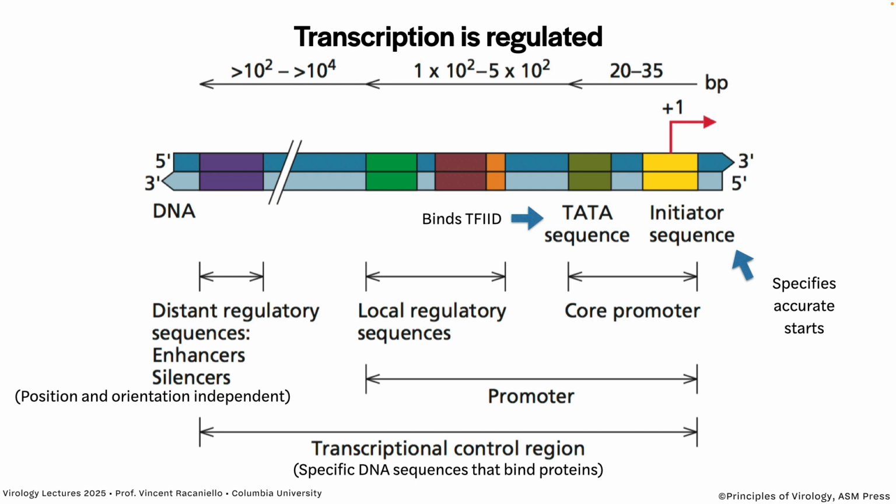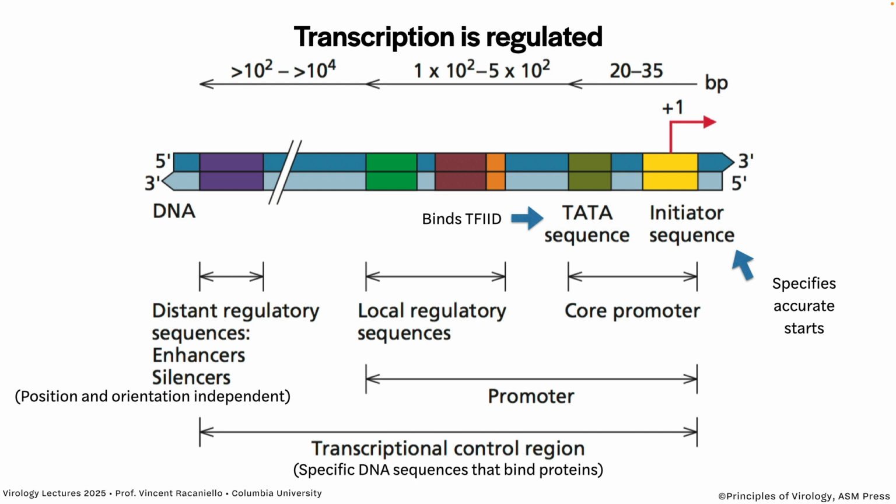Transcription, the production of mRNA from DNA, is highly regulated because you don't need to be cranking out maximal amounts of mRNA all the time from every gene in the cell. Some you need less than others. And so the DNA is full of regulatory sequences. And that's shown here. This is a double-stranded DNA. And all kinds of regulatory sequences that impact transcription. This is called the transcriptional control region.